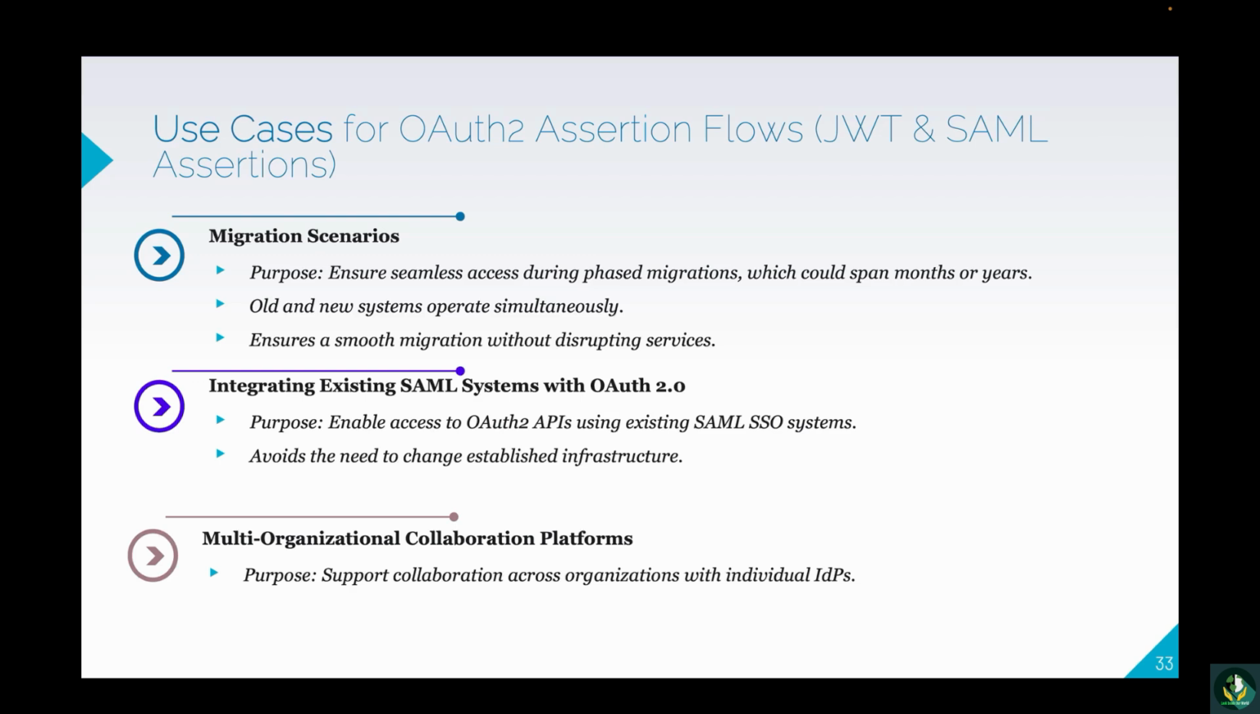Lastly, we have multi-organizational collaboration platforms. These platforms often serve users from multiple organizations, each with its own identity provider. The assertion flow supports collaboration across these organizations by allowing the platform's authorization server to accept assertions from various trusted identity providers. This enables seamless cross-organizational access and interaction.